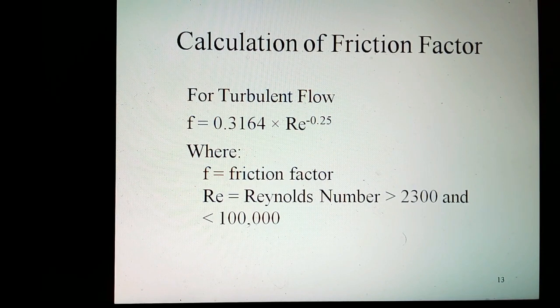For Reynolds numbers greater than 2300 and less than 100,000, the following formula can be used to calculate the friction factor, where f equals friction factor and Re equals Reynolds number greater than 2300 and less than 100,000.